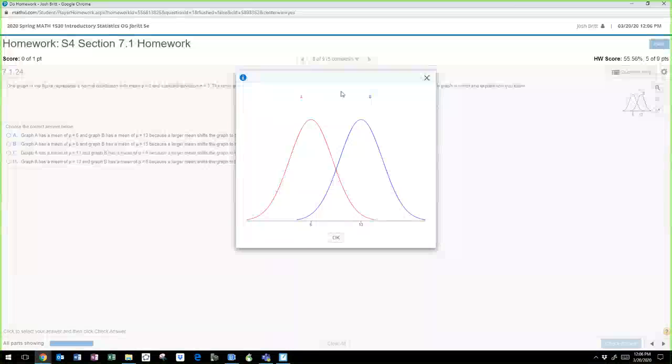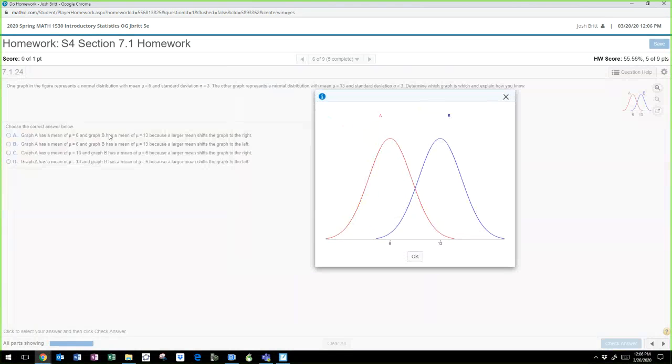Okay, which graph is which? All right, this is going to be pretty straightforward. Well, this graph, the blue one, has a mean of 13, and the red one has a mean of 6. So if you think about just drawing a line straight down at 6, and for the mean of 13, then you can easily pick out which one is which. So graph A has a mean of 6, so it's either A or B. And graph B has a mean of 13 because a larger mean shifts the graph to the right.